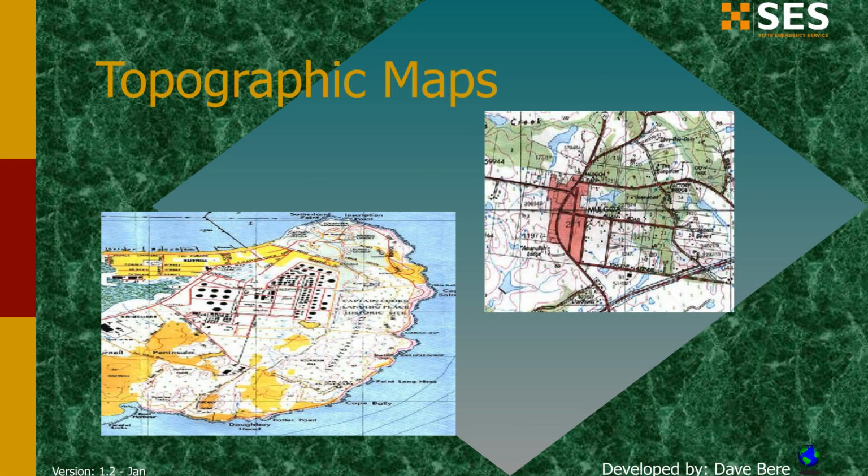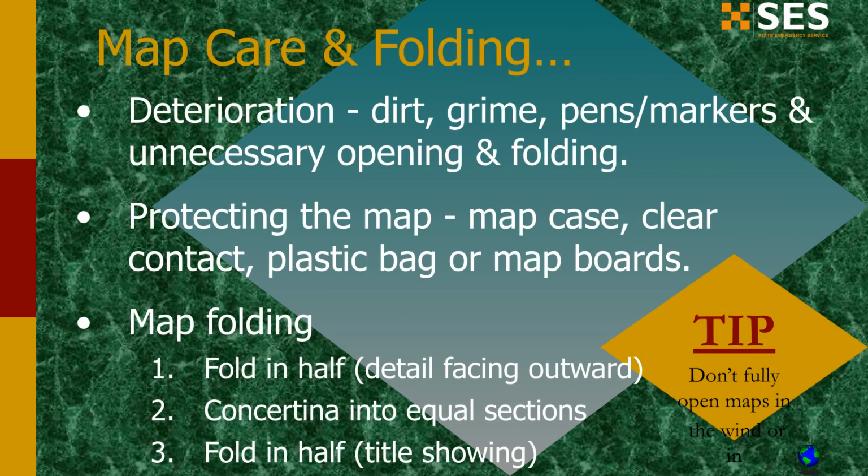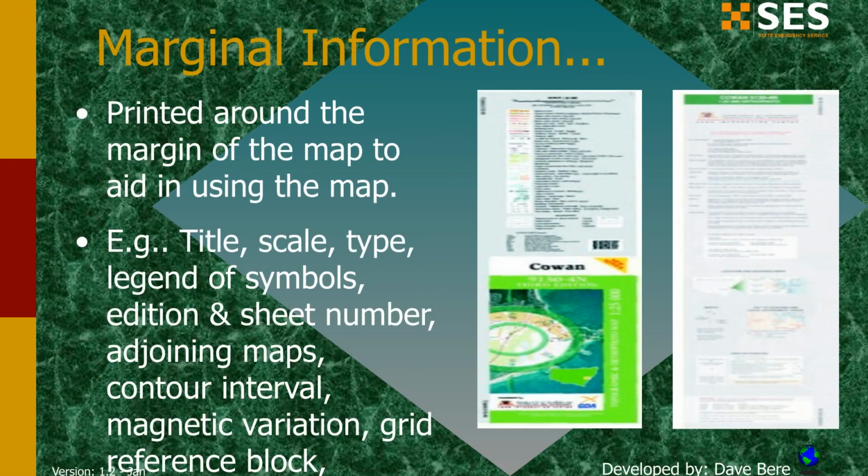Topographic maps provide detailed information about natural and man-made features, including elevation and terrain contours. They are essential for navigation in remote or unfamiliar areas. Map care is important to prevent deterioration from dirt or grime. Always protect your map with a case, clear contact, or plastic bag. When folding, fold in half with detail facing outward, concertina into equal sections, and finally fold in half with the title showing.